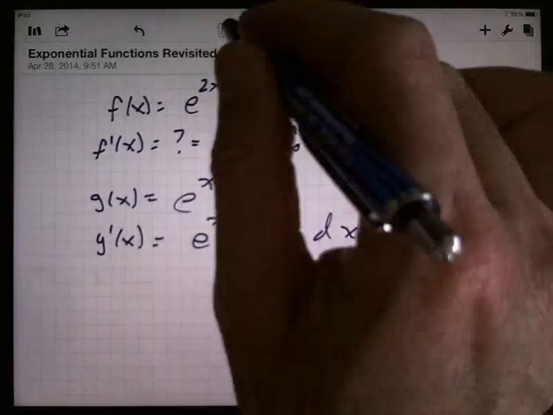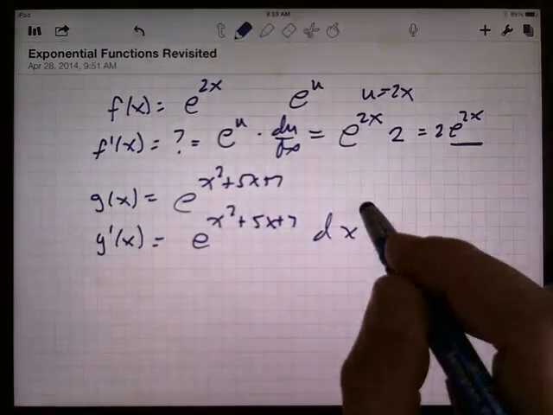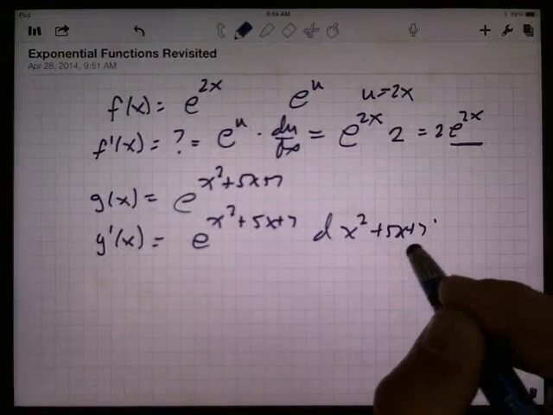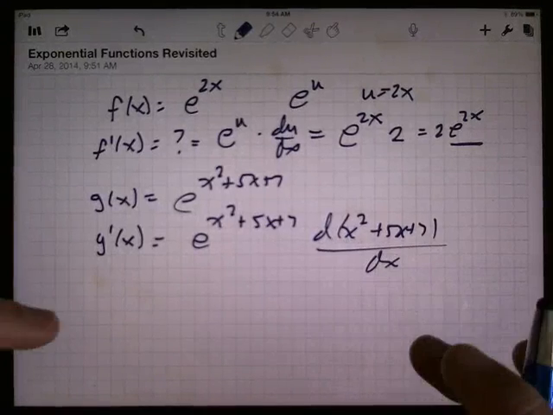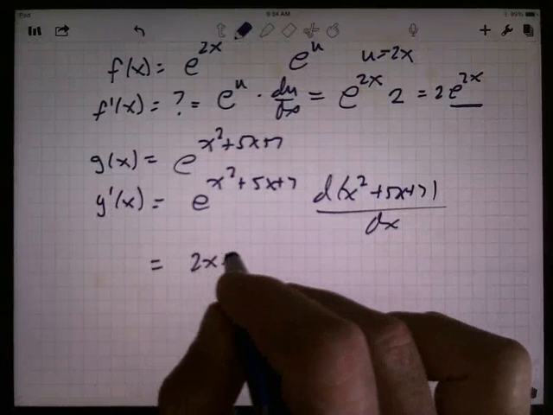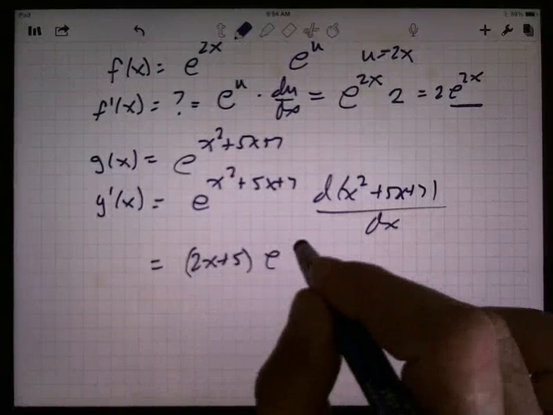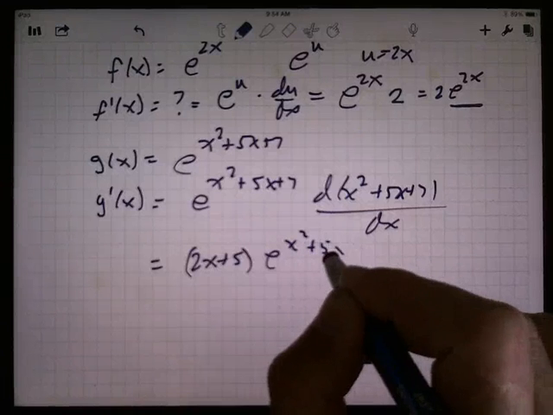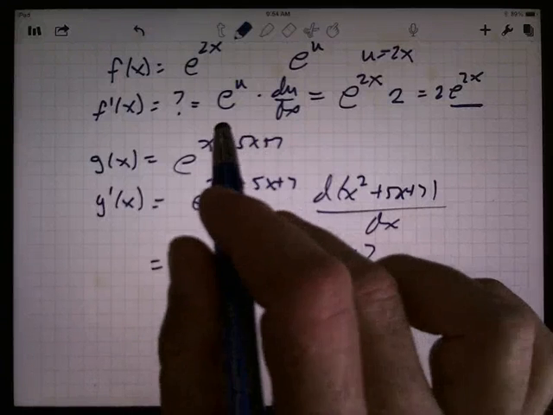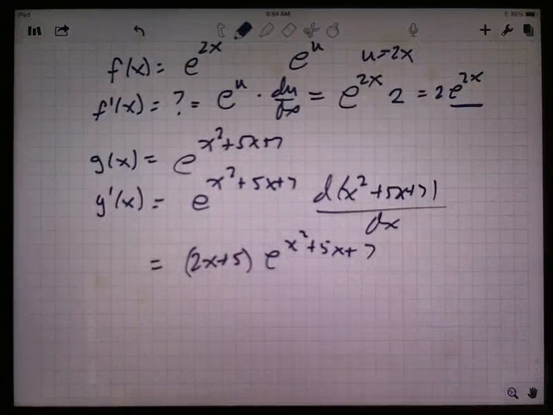That's the inside function, x squared plus 5x plus 7. Right? So I end up with, I'm going to write this part first here, 2x plus 5 times e to the x squared plus 5x plus 7. So with an exponential function, the inside function is whatever's up in that exponent.